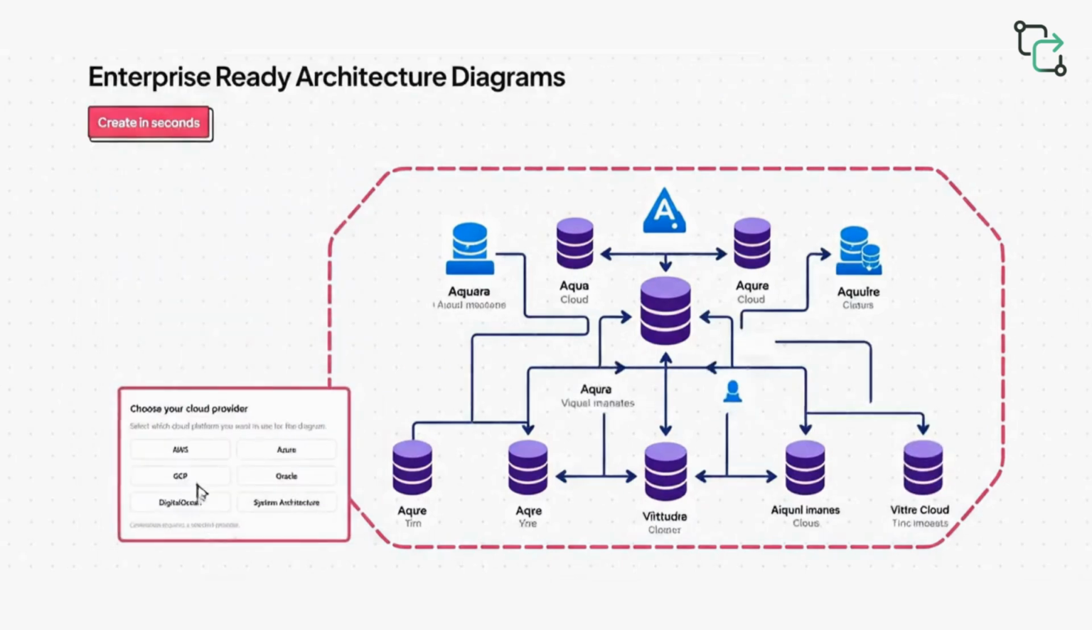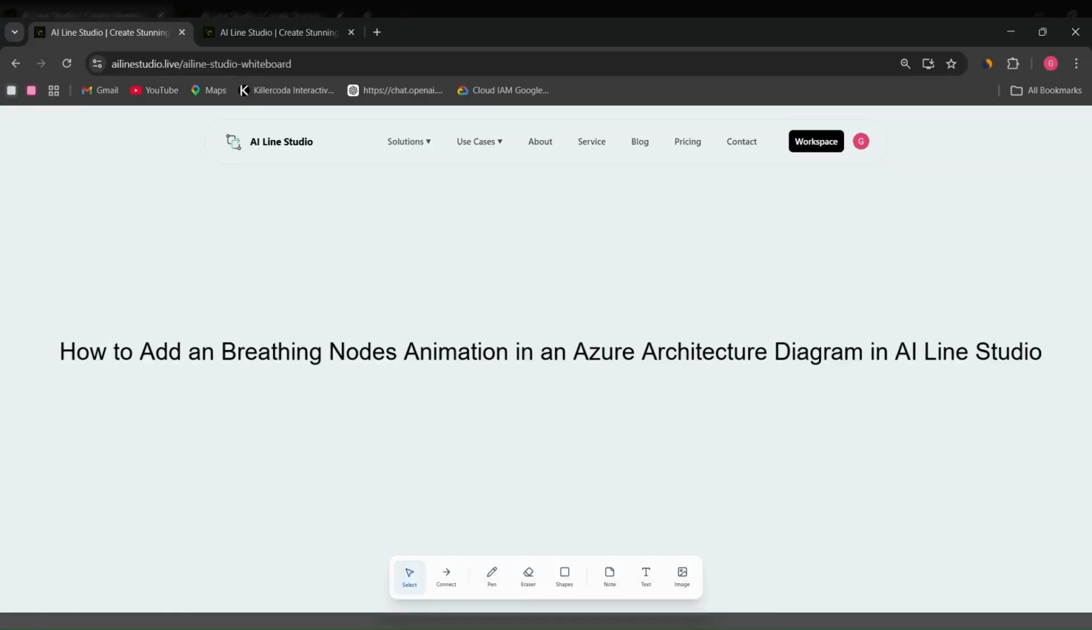Clear, structured, production ready. Hello everyone, welcome to AI Line Studio tutorial 30. And today's topic is how to add a breathing node animation in an Azure architecture diagram in AI Line Studio.